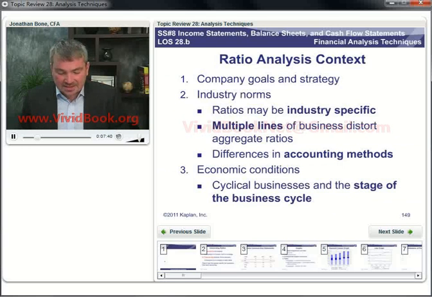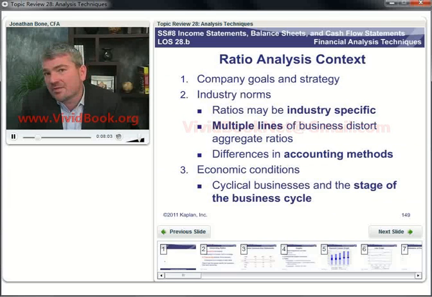Okay, so putting it into some form of context first, when we're computing ratios, we need to have a look at those ratios. Do they fit with the company's goals and strategies as described in the management discussion and analysis? We then need to compare our company's ratios with industry norms. In other words, ratios can be industry specific. What looks like a bad ratio in one industry might be a good ratio in another.